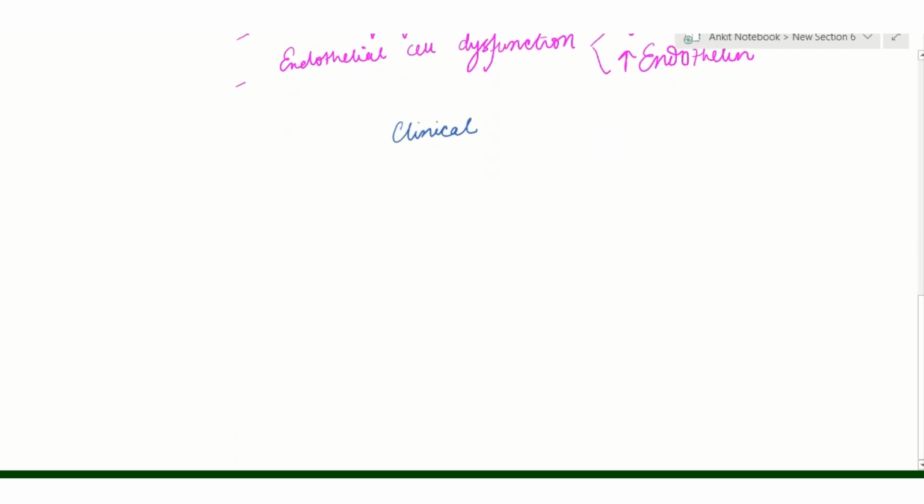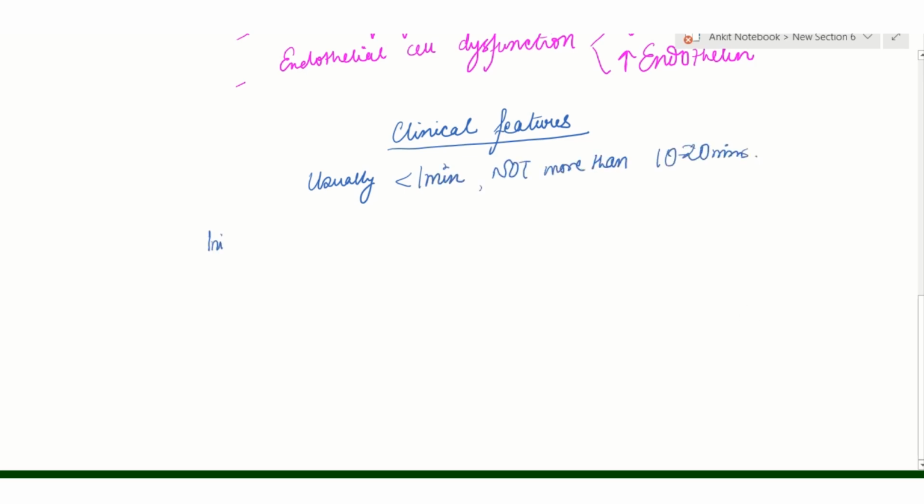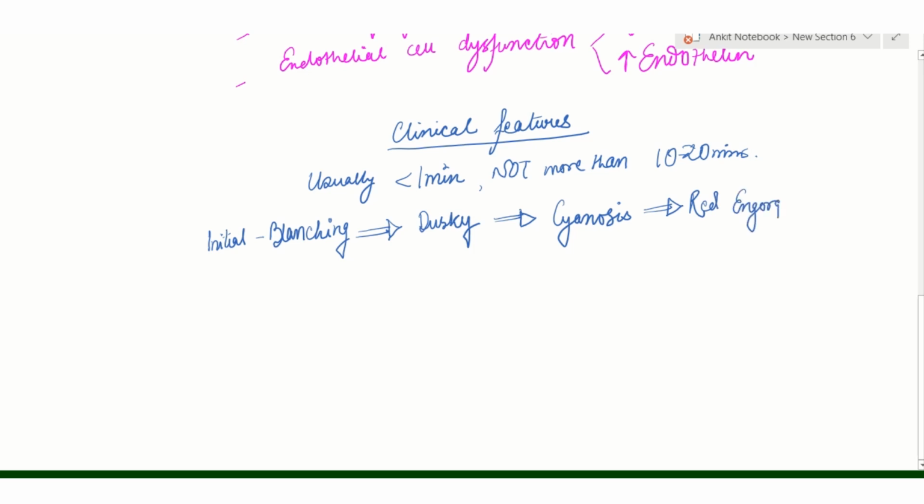We will now see the clinical features. Usually the Raynaud's phenomenon lasts for less than 1 minute and not more than 10 to 20 minutes. Due to vasoconstriction, initially there is blanching and then the capillaries start dilating, so there is dusky appearance followed by cyanosis. This is due to the presence of deoxygenated blood, and then when the arterioles dilate, there is red engorgement.